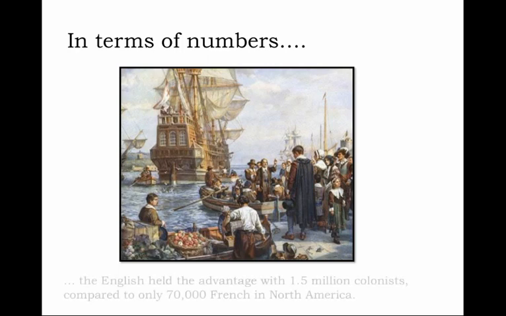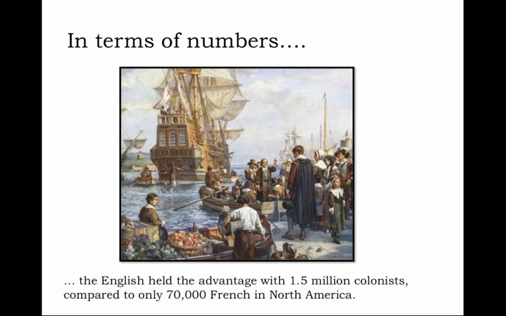But in terms of sheer numbers, the English held the advantage over their French rivals, with more than 1.5 million colonists, compared to only about 70,000 French colonists in North America by the 1750s. The sheer weight of numbers here is tilting the advantage toward the British.